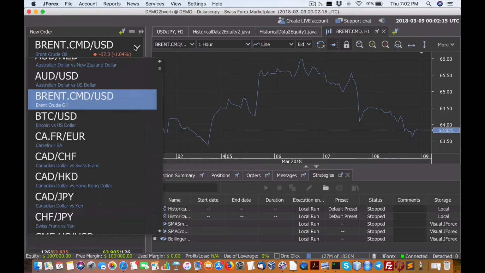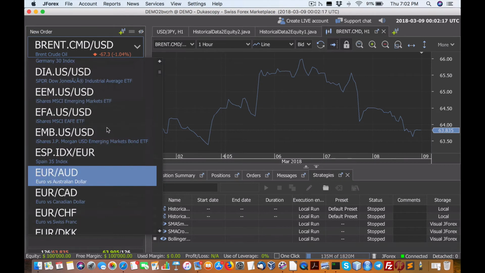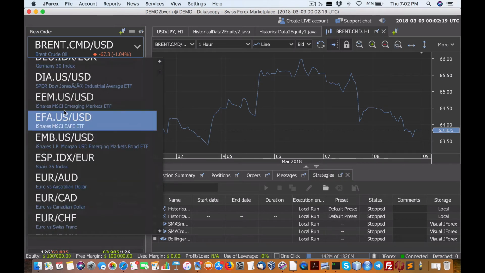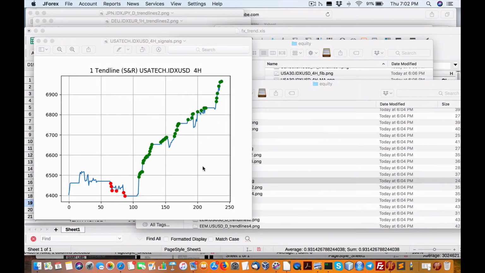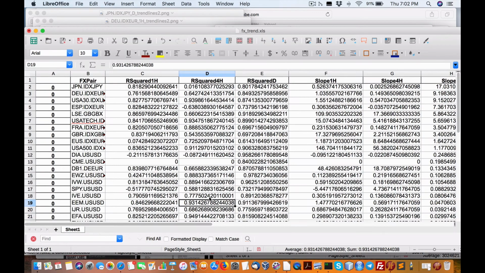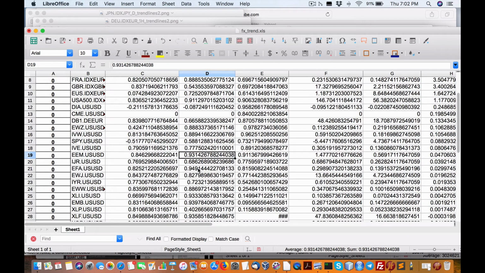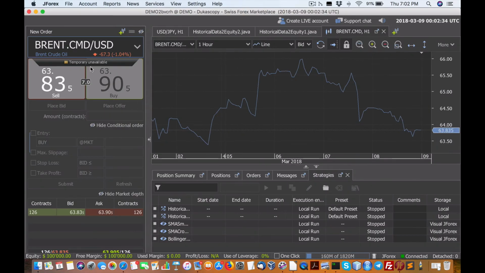Okay, so what is EEM? Let's check it out. That's iShares MSCI Emerging Markets. That's what I thought. So that is another little hot sector. Okay, so let's check out another strong R squared. Here we got another one, EFA. What is EFA?